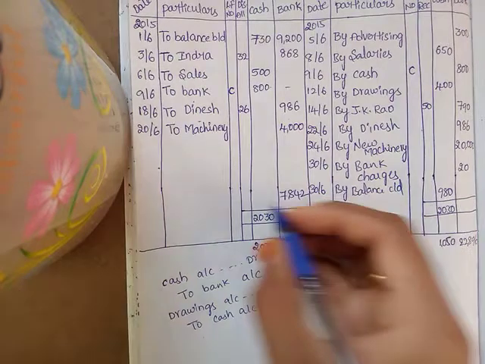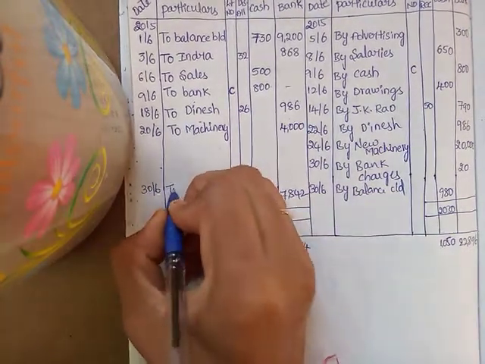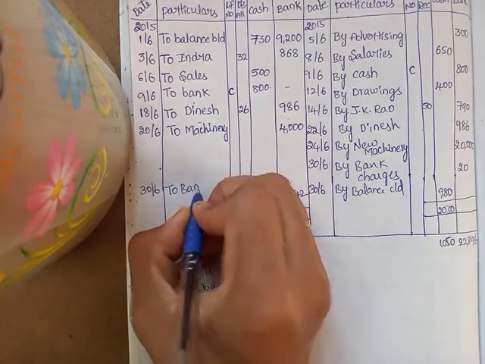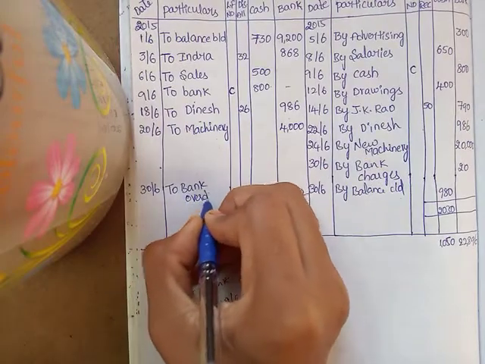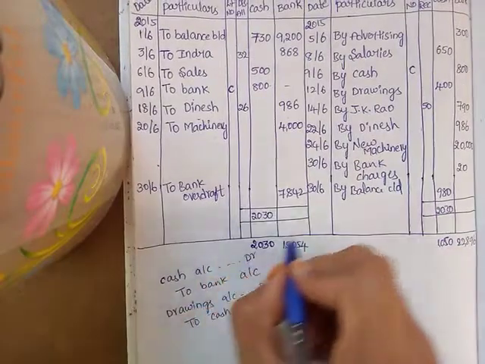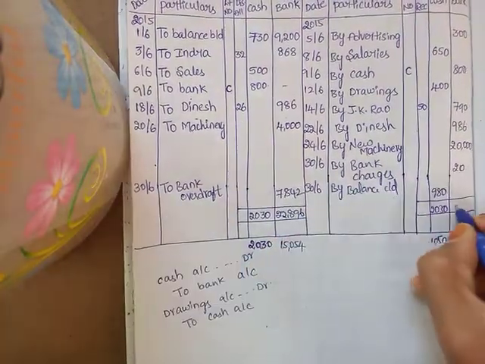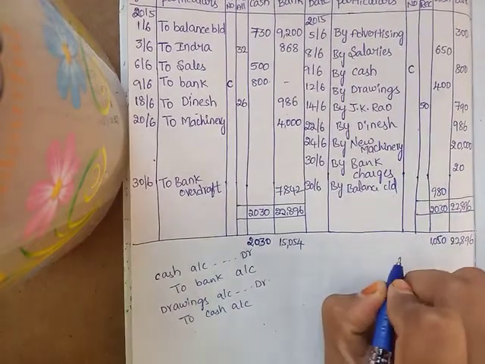So that's why at the end of the month write that the amount is to bank overdraft. To bank overdraft. Okay, so total of the bank column is also 22,896. 22,896.